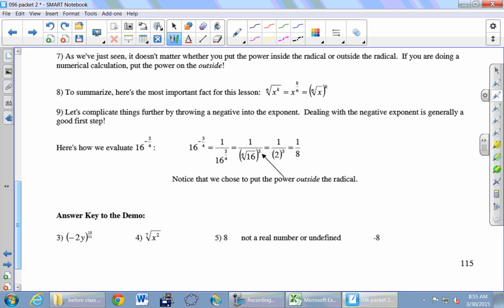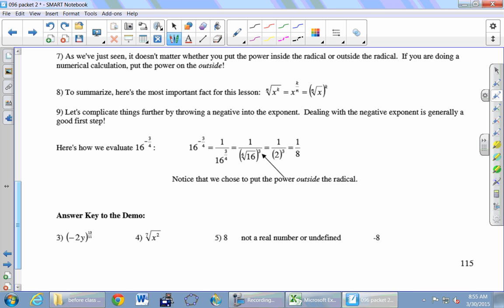Okay, but here we get to do the fourth root of 16. How much is the fourth root of 16? Fourth root of 16 is 2, and then we're just supposed to do 2 cubed, and that's an 8, but the whole time, because of that negative, it's been 1 over. So the answer here is just 1 over 8, okay?